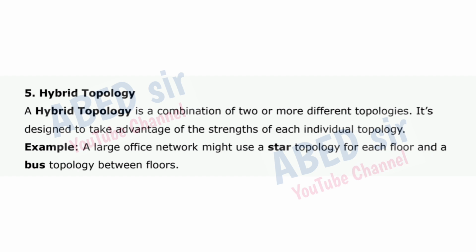5. Hybrid topology. A hybrid topology is a combination of two or more different topologies. It's designed to take advantage of the strengths of each individual topology. Example, a large office network might use a star topology for each floor and a bus topology between floors.